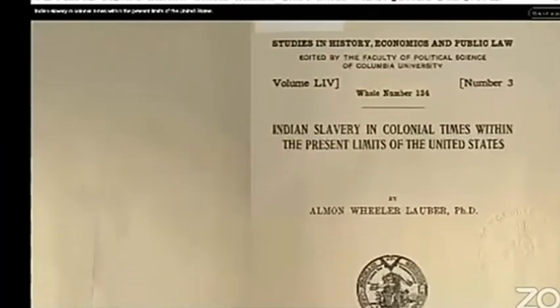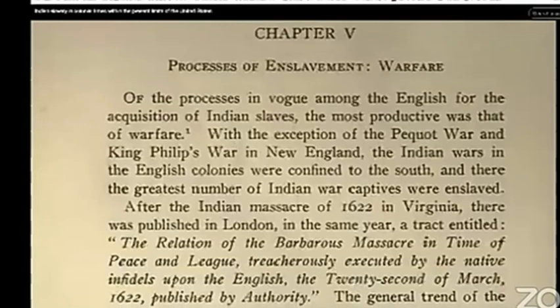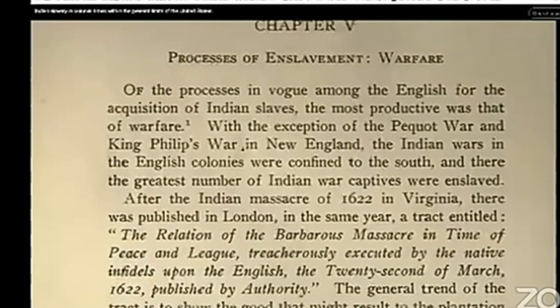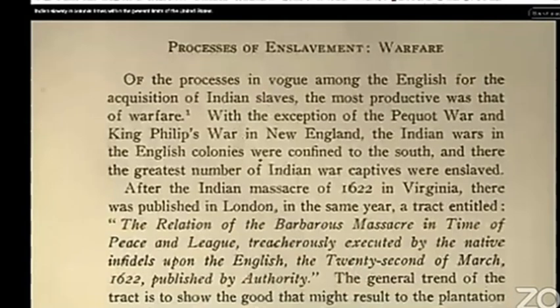All right, so now we're going to go to page 118. This would be chapter 5 in this book, and it says here, "Processes of Enslavement," because there are different ones. This chapter talks about warfare. "Of the processes in vogue among the English for the acquisition of Indian slaves, the most productive was that of warfare. With the exception of the Pequot War and King Philip's War in New England, the Indian wars in the English colonies were confined to the South, and there the greatest number of Indian war captives were enslaved." Where? In the South.